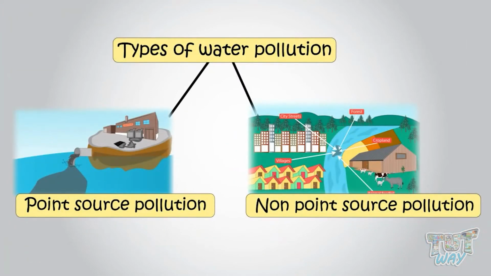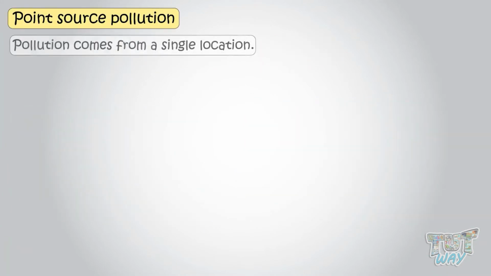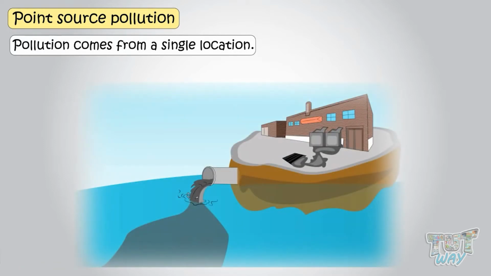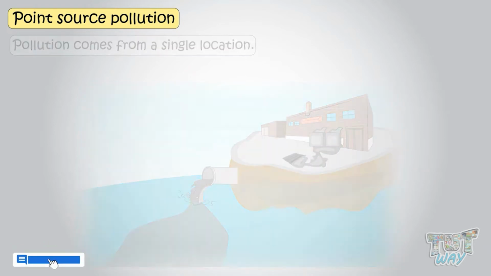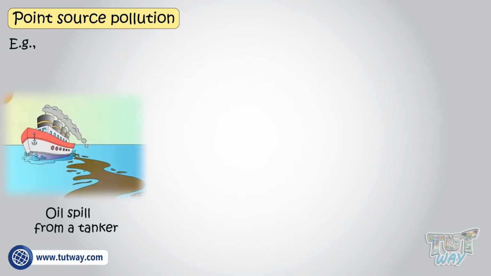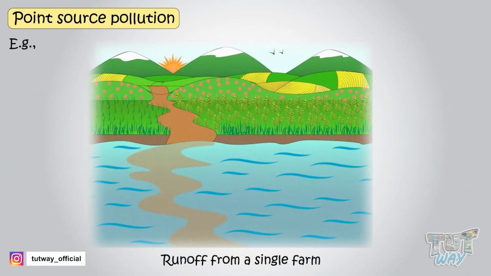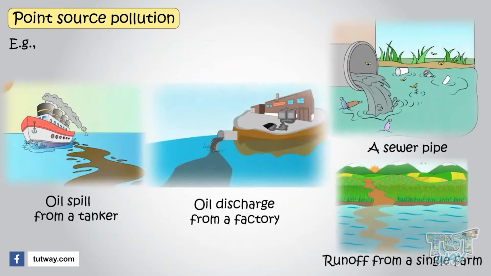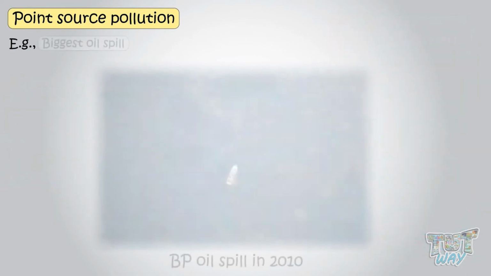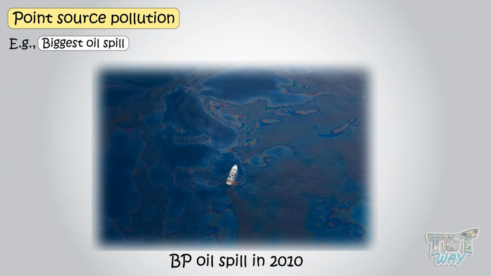Now let's learn types of water pollution. If pollution comes from a single location, such as a discharge pipe attached to a factory, it is known as point source pollution. Other examples of point source pollution include an oil spill from a tanker, discharge from a factory, a sewer pipe, runoff from a single farm. So these are point source pollution occurring from a single location. BP oil spill in 2010 is an example of point source pollution.